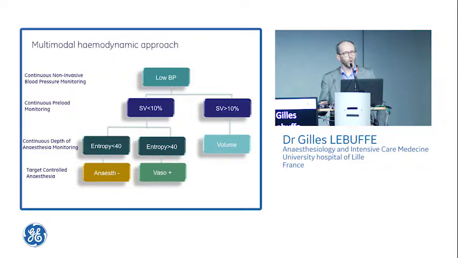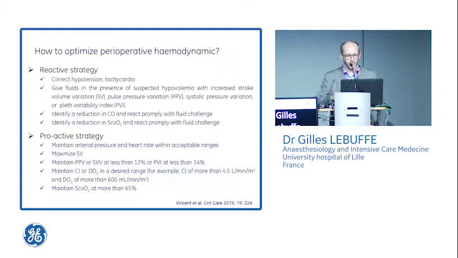So you observe now your depth of anesthesia. If entropy is below 40, you have to decrease your anesthetic administration. If entropy is greater than 40, you have to give a vasoactive agent. So this is a strategy, a multimodal approach combining different monitors in order to optimize the hemodynamics of the patient.